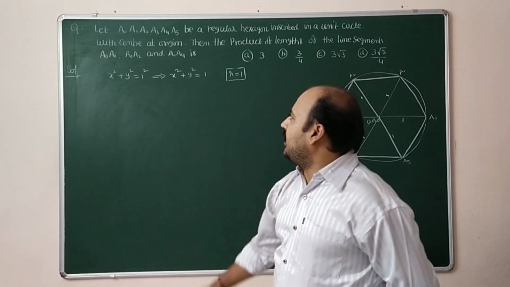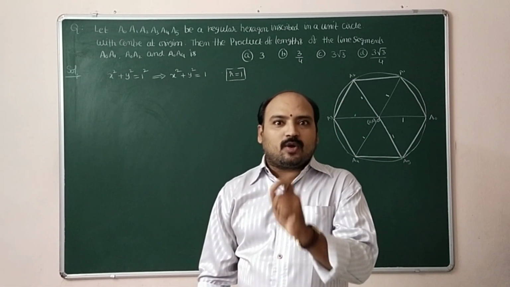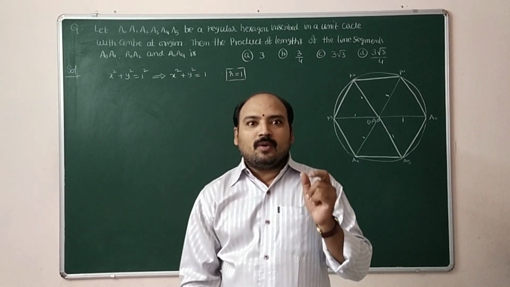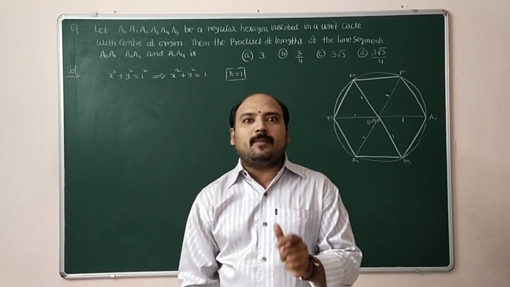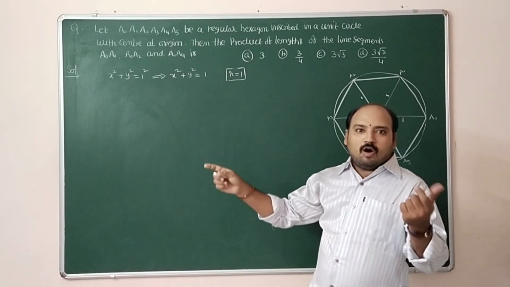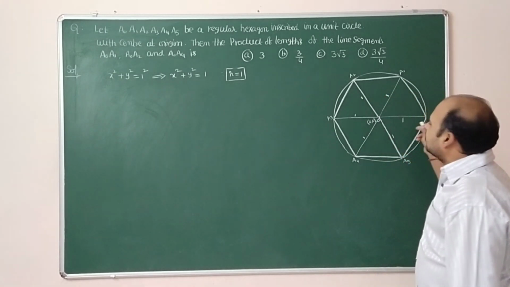What is the parametric point on the circle? For the circle x square plus y square equal to r square, the parametric point is of the form P(a cos theta, a sin theta), or in place, suppose our radius is r, then (r cos theta, r sin theta). Based on this, here, how many points are there?